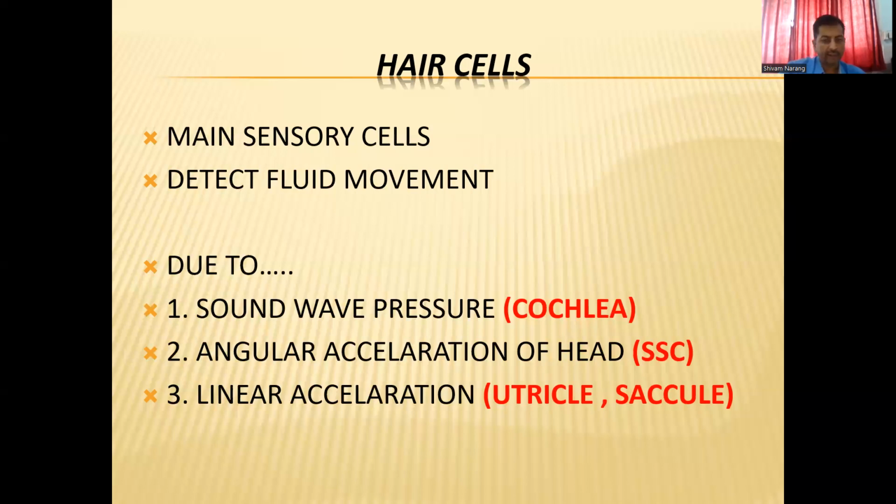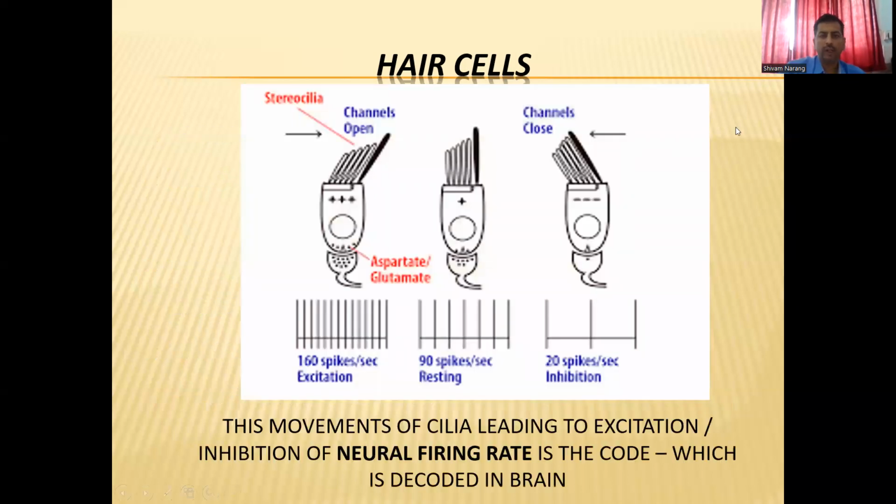Another stimulation is the angular acceleration of the head, and that angular acceleration is judged by the semicircular canals. And the linear acceleration, which can be vertical or horizontal acceleration, is judged by the utricle and saccule. The utricle and saccule are called otolith organs. Now we'll discuss a little bit about how the hair cells function.